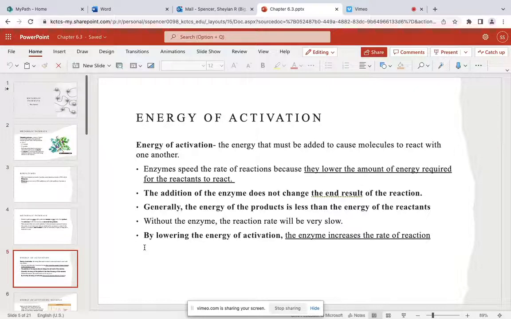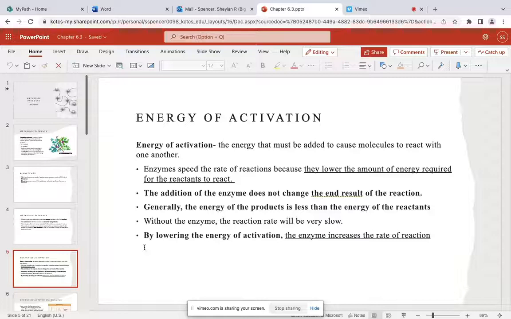So by lowering the energy of activation by adding an enzyme, remember, an enzyme speeds the rate of the reaction, so it lowers the energy of activation. The enzyme increases the rate of the reaction. I want to say that again. The addition of an enzyme lowers the energy of activation, or the amount of energy that is needed for the reaction to occur. Therefore, we increase the rate of that reaction.